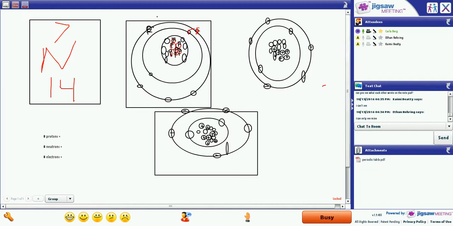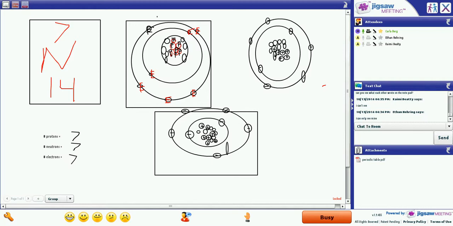All right, great job, guys. There are 7 protons, 7 neutrons, and 7 electrons. So there should be 7 electrons in the valence shells. And then there should be 7 protons and 7 neutrons in the nucleus.